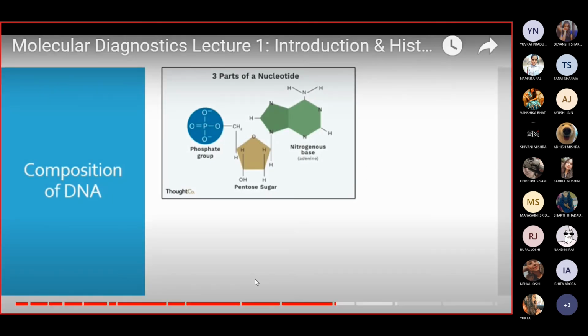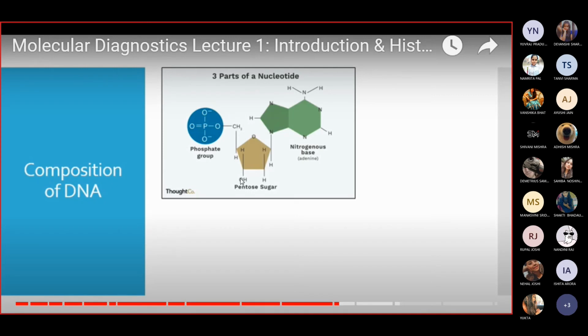So some time passes after Avery, McLeod, and McCarty, and many scientists work on many different experiments and end up with the basic composition. This is something that we have also done in our basic course GCMB 203, right? So this is the base, this is the pentose sugar, this is the phosphate. It's going to link into two other phosphates that will form the triphosphates, right? So this is the phosphodiester bond.